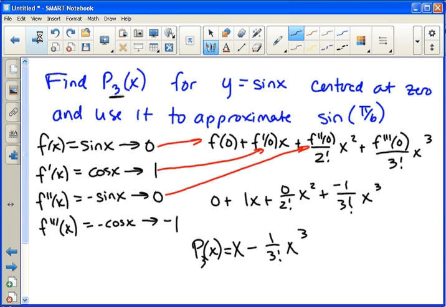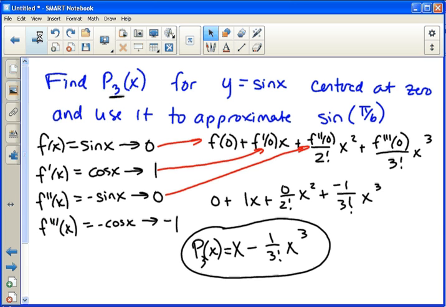Alright, so that's the first part of what they asked for. This is an approximation for sine using a polynomial, and it's centered around 0. Again, the idea there is that the closer we are to 0, the more accurate this approximation is. We kind of have a spot we need to anchor ourselves, and that's what's being done here.